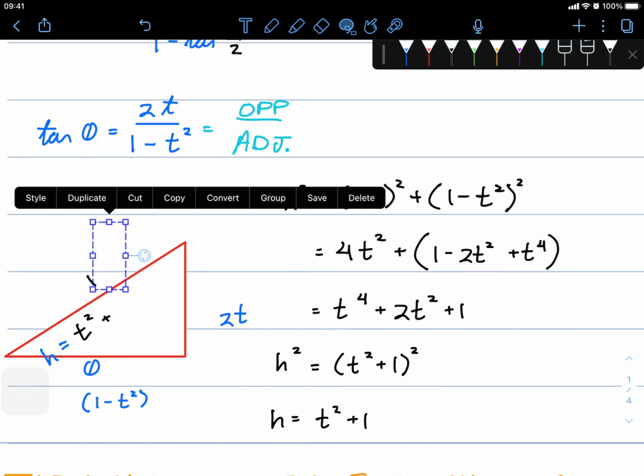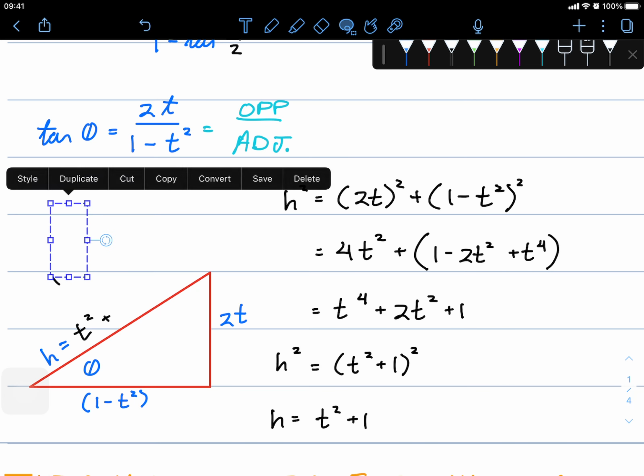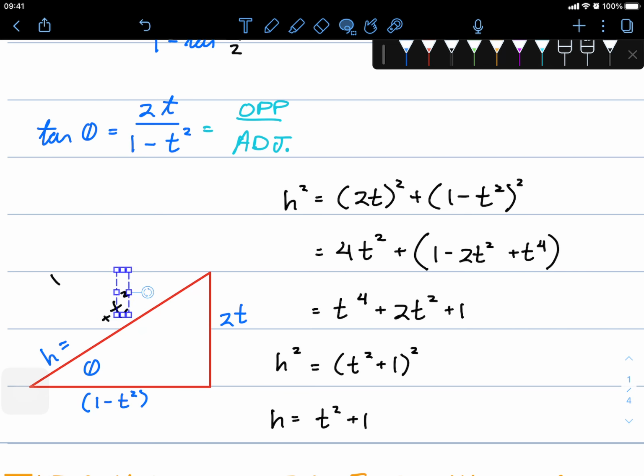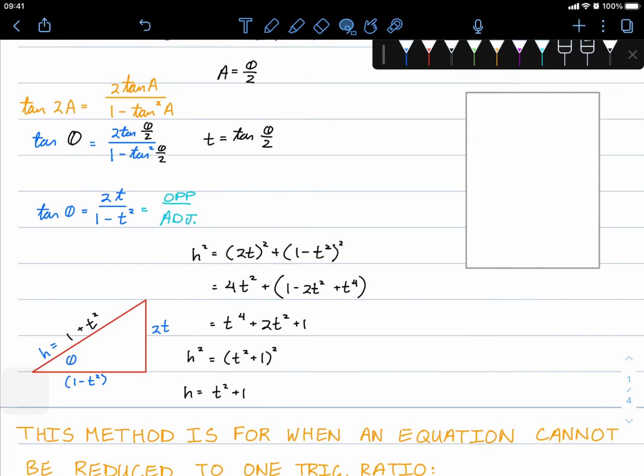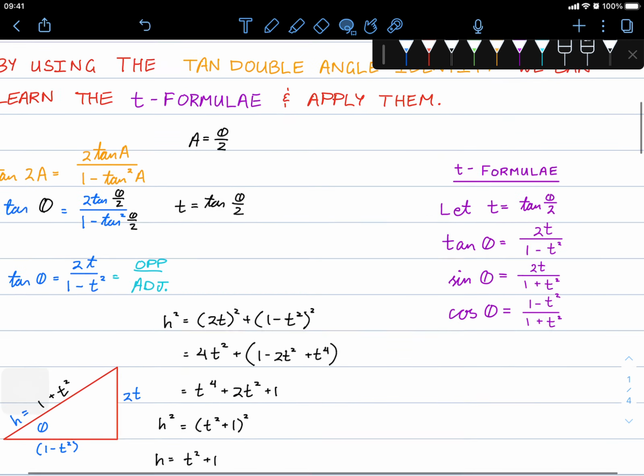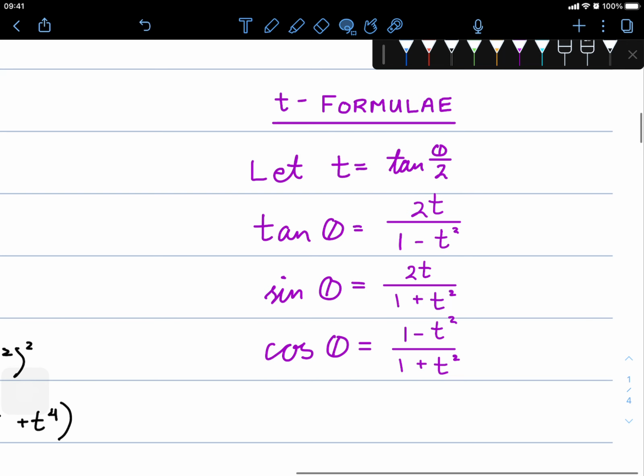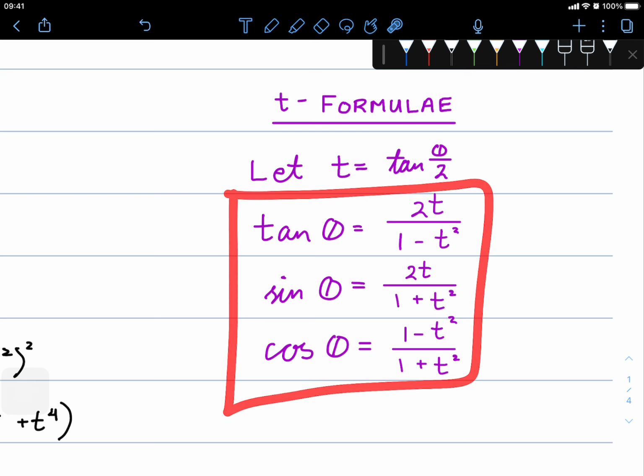I just remembered, whoops. I'm going to rearrange this one last time and you'll see why in a moment. I'm going to make it 1 plus t squared. And that there is our trig identities using the t-formula. So if we begin with t equals tan theta on 2, we can get these three identities here.